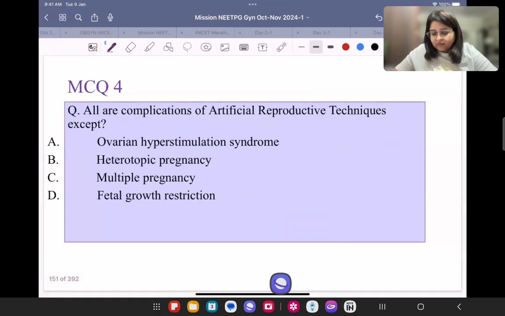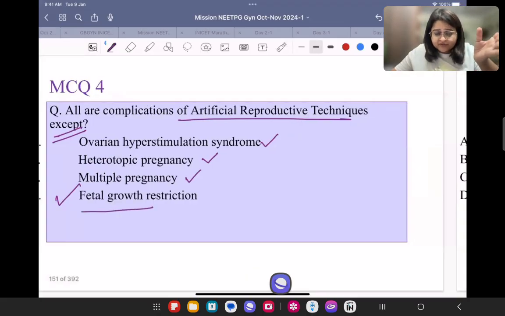Okay. All are complications of ART except... OHSS, yes. Heterotopic, yes. Multiple pregnancy, yes. FGR indirectly, yes, but not a direct complication. Like if there's twin pregnancy or placenta previa, you may find FGR, but not a direct complication.